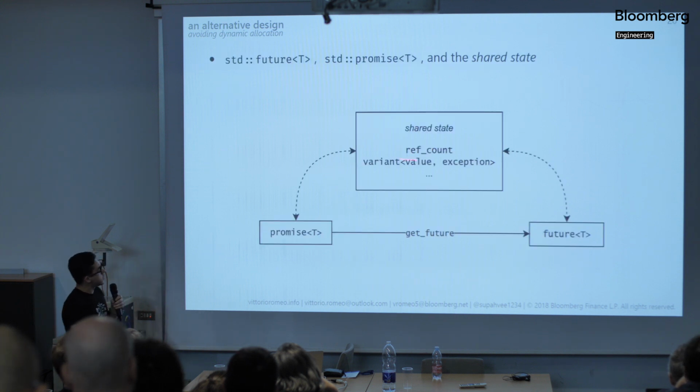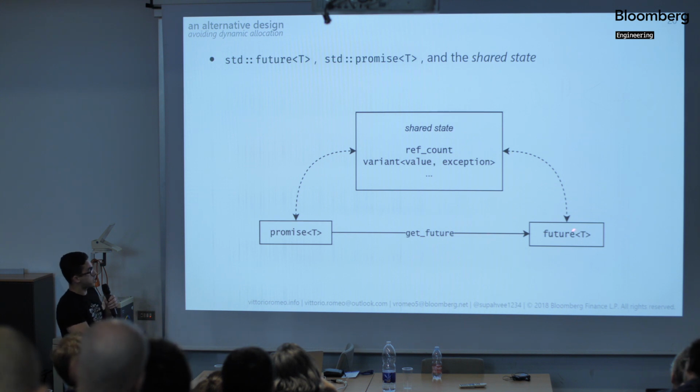So the reason why we need the shared state is because the promise and the future are separated, and since they are separated and they need to refer to the same thing, this state over here needs to be kept alive until both of them are dead. So it needs some way of reference counting or shared ownership.